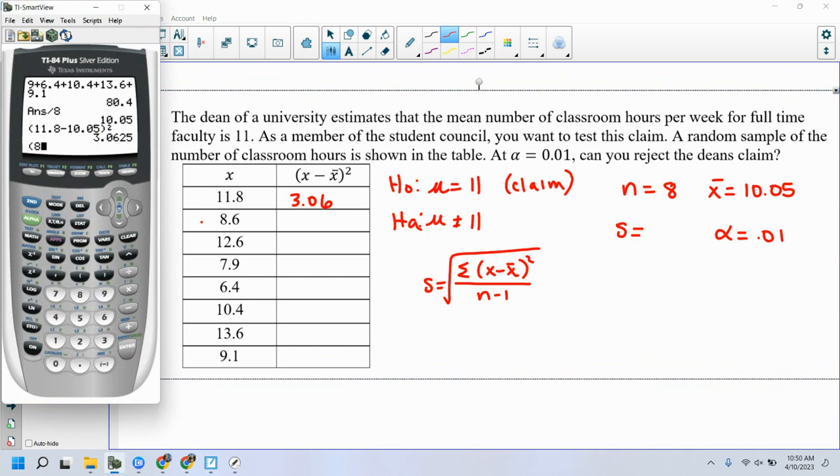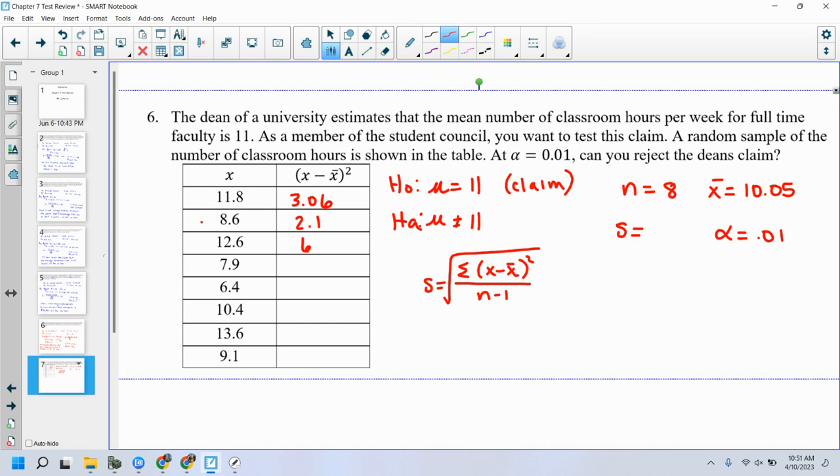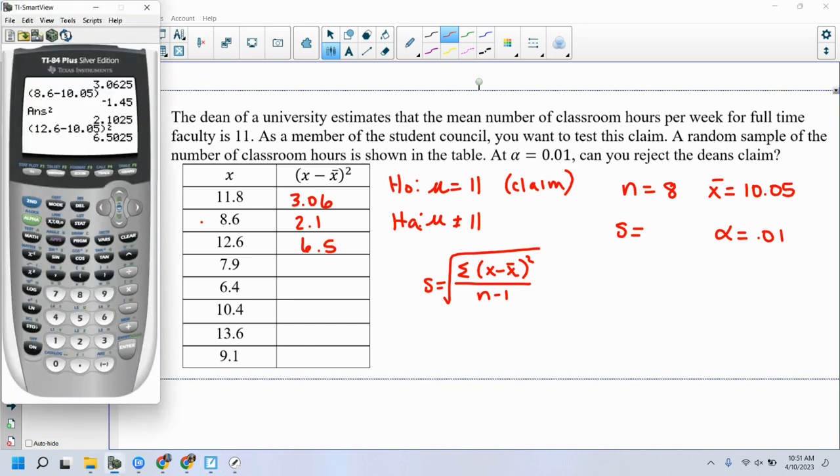Okay, let's do 8.6. 8.6 minus 10.05, squared. And that's going to get me 2.1. Then 12.6 minus 10.05 squared gets 6.5. Then 7.9 minus 10.05 squared.